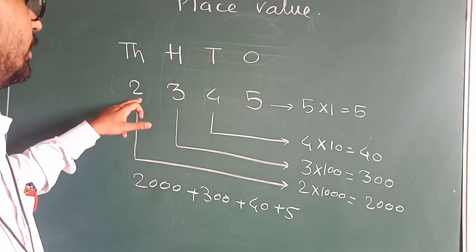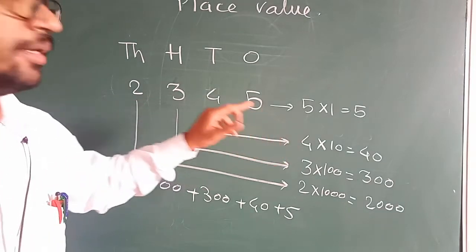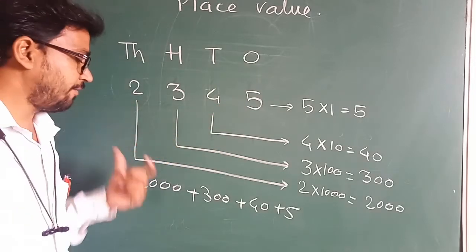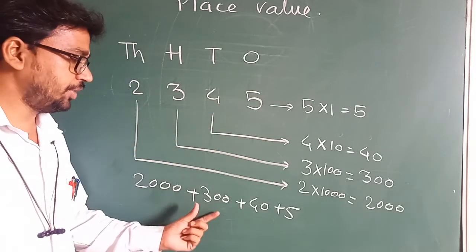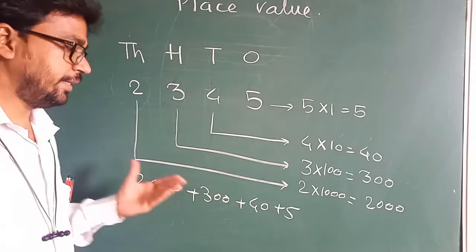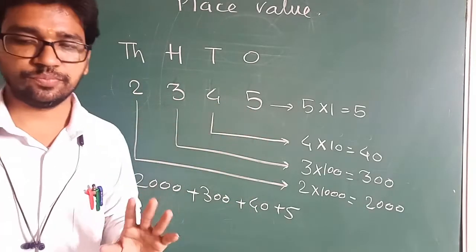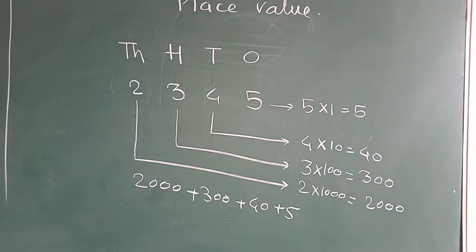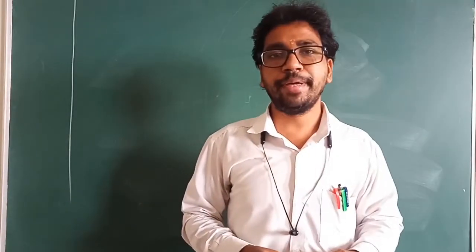If the number is like this, 2345, it means 2340 and 5, so it has become a number. Got it? So that is the place value topic.